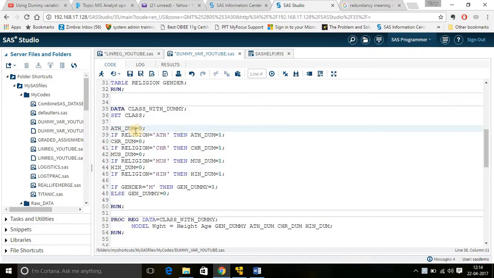This is the easiest way to do it if you have multiple variables to deal with. Atheist dummy is equal to 0. If religion is atheist, then atheist dummy is equal to 1. So if you do atheist dummy is equal to 0, it will create a variable atheist dummy where all the values are 0. Now if religion is atheist, then the 0 will become 1, else it will stay 0. So this is how we create a dummy. Take a look at the code and then you will come to know. I will just simply run this.